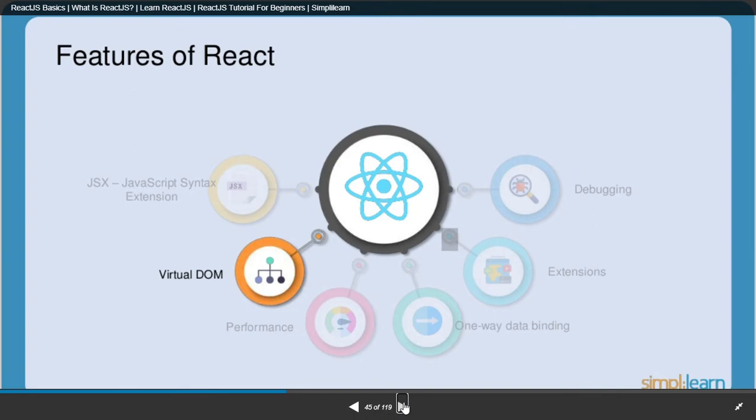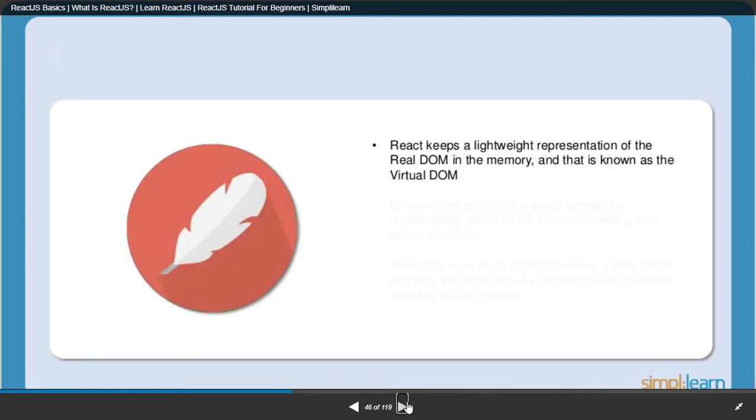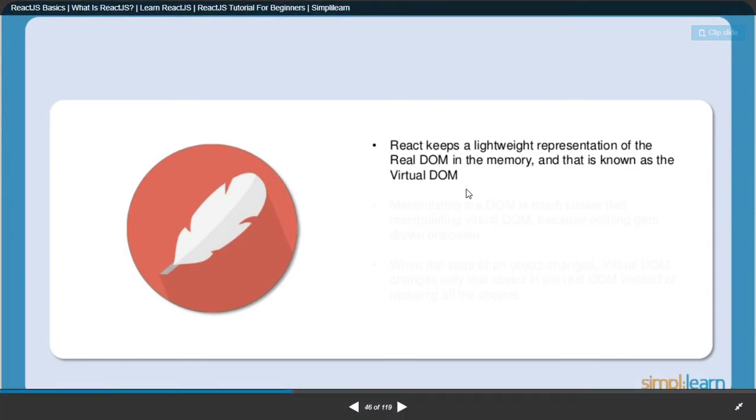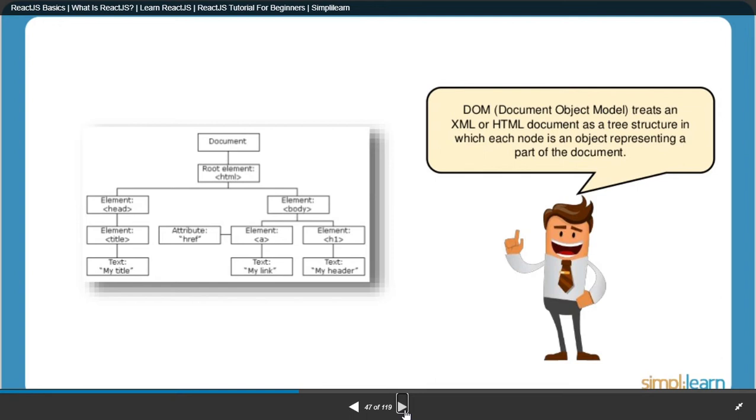Okay, what is virtual DOM? Let's go deep into that. React will keep a lightweight representation of the real DOM in memory, and that is known as virtual DOM. So when you render your application, it will keep your entire DOM in memory. That is nothing but a virtual DOM. It will keep the entire DOM elements in memory. So what is the use of keeping the DOM elements?